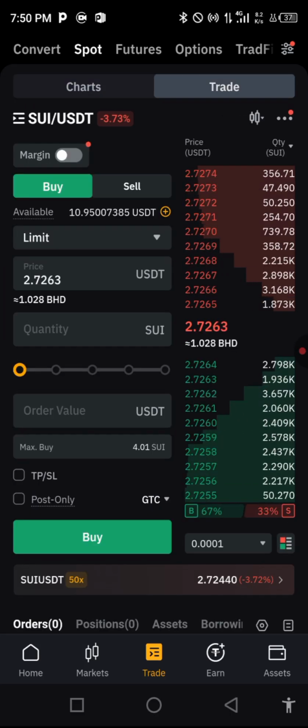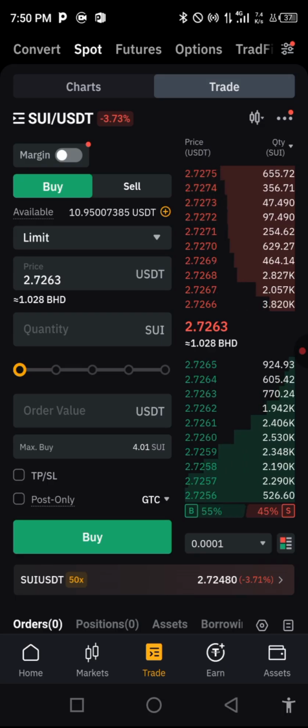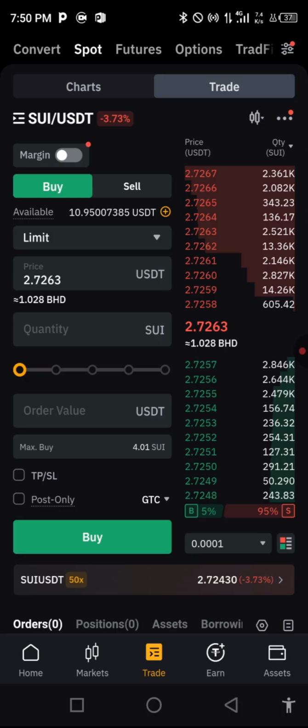Take note, you can use a limit order. You can also use a market order to buy. Like I explained in the previous video, a limit order simply means you want to buy at a particular point.